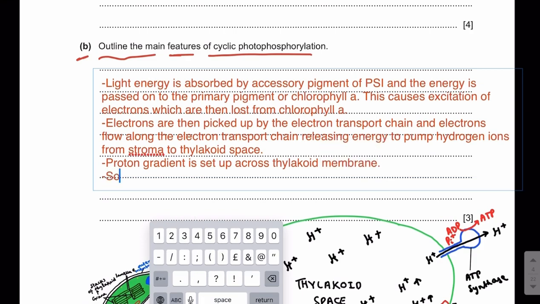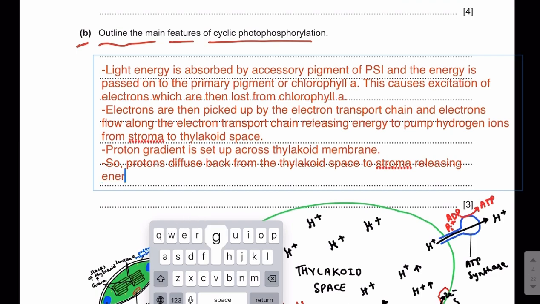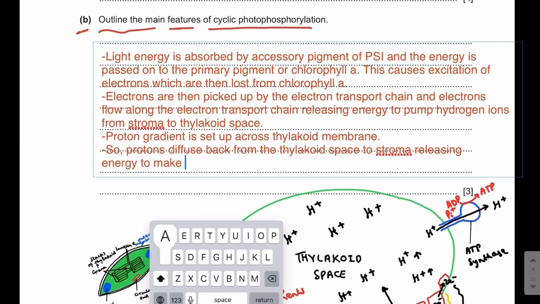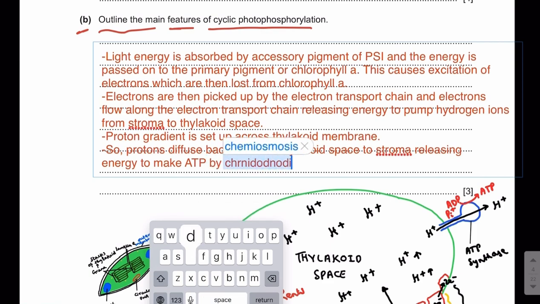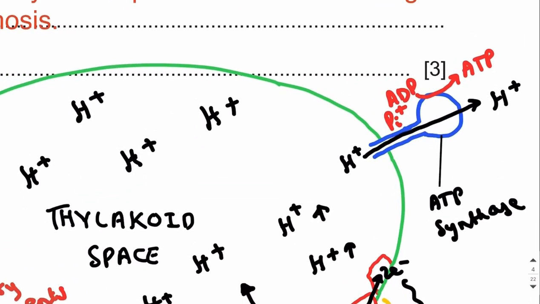So protons diffuse back from thylakoid space to stroma, releasing energy to make ATP by chemiosmosis. Right? This process of ATP formation over here is called chemiosmosis.